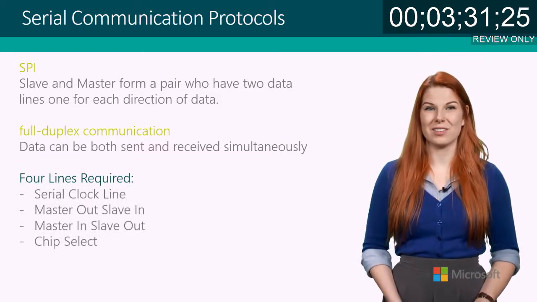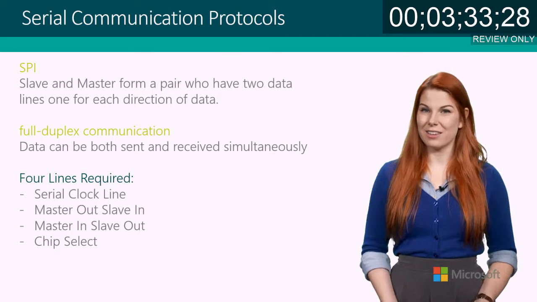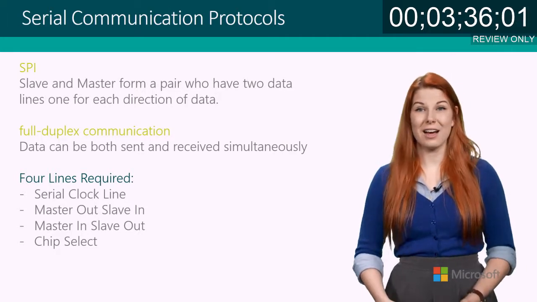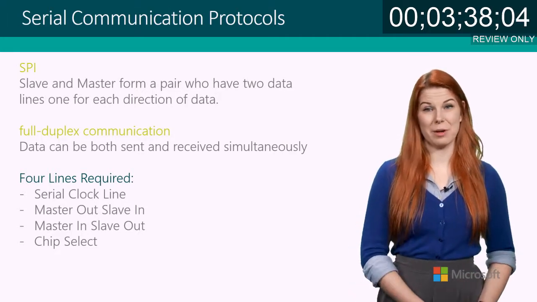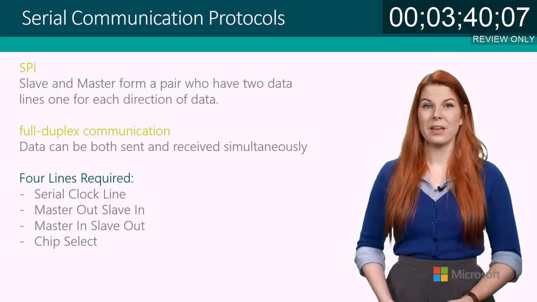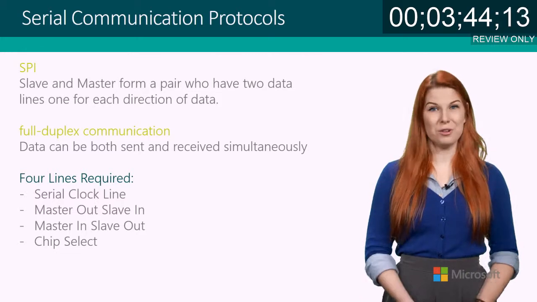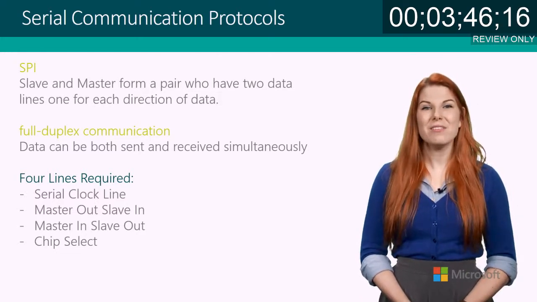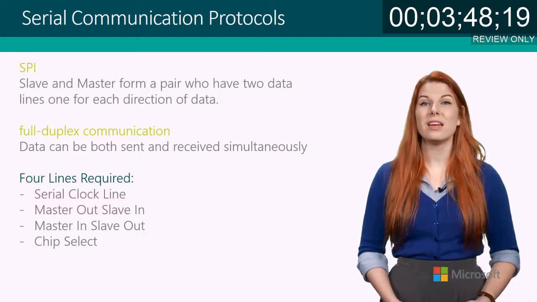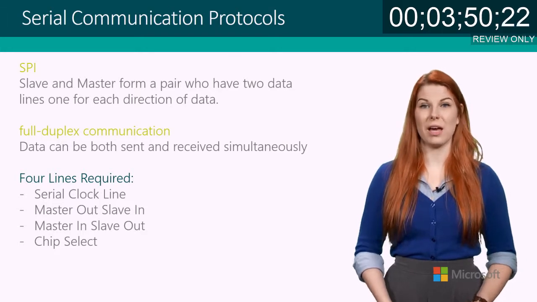You need 4 lines for this. You need a serial clock line, like you did before. Then you need a master out, slave in, meaning going from your Raspberry Pi to your peripheral. And then you need a master in, slave out, meaning from your peripheral to your Raspberry Pi. And then you need one for chip select so that it can decide who is controlling at what time.